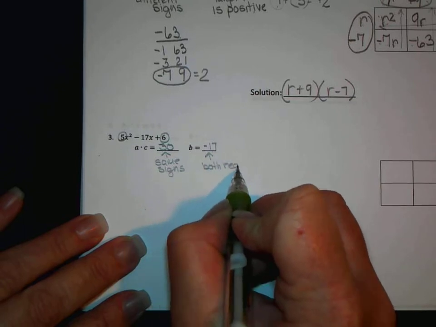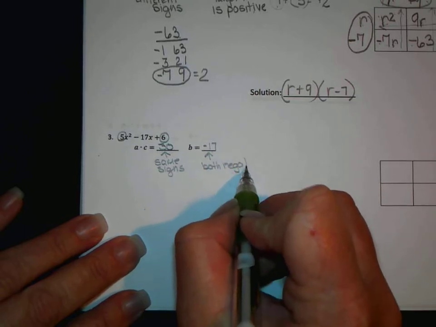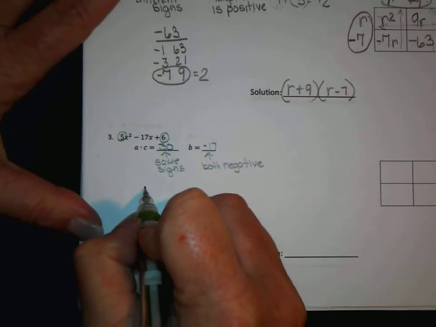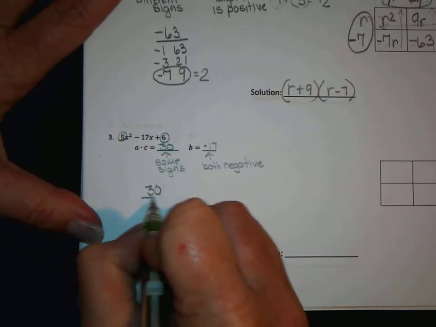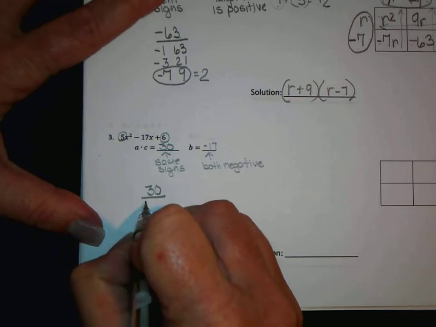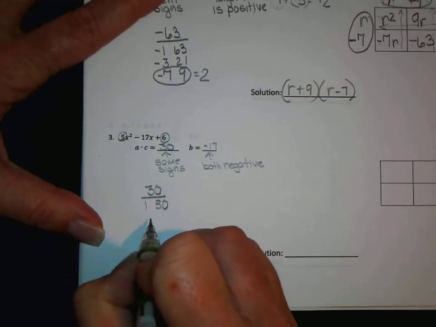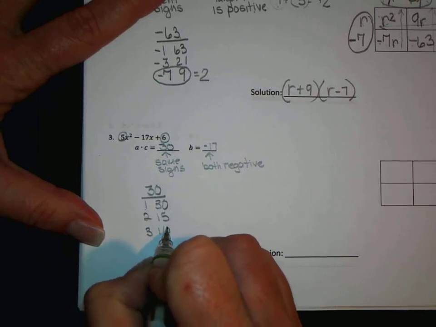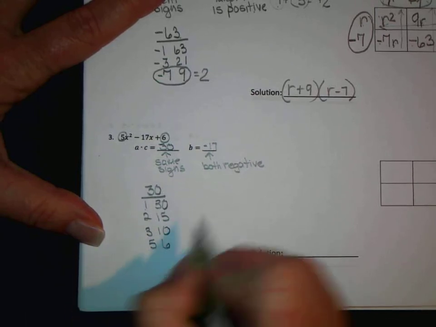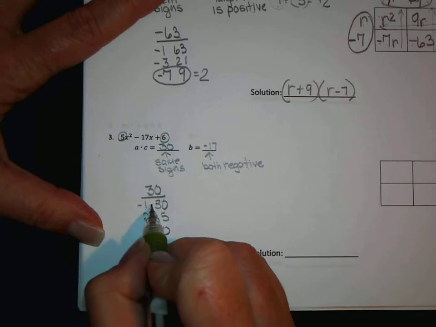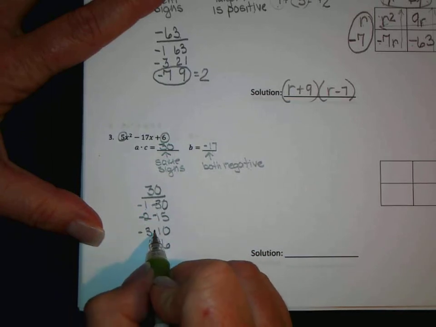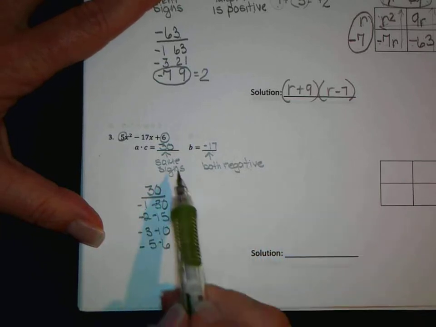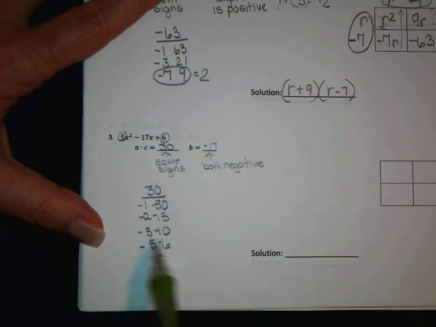You don't have to write this, it's just my way of pointing to help you avoid a lot of issues. All right, so I'm going to write my little 30, and I'm going to write my factors of 30. So my factors of 30 are 1 times 30, 2 times 15, 3 times 10, and 5 times 6. But remember, both of my numbers are negative. So I'm going to go in here and put little negative signs. And I'm looking for a combination that when I multiply them together, I get 30, but when I add them together, I get negative 17.